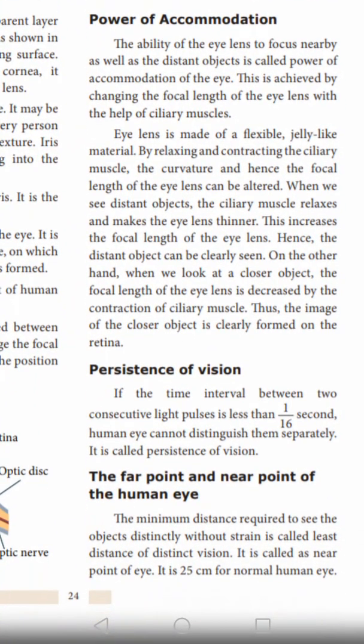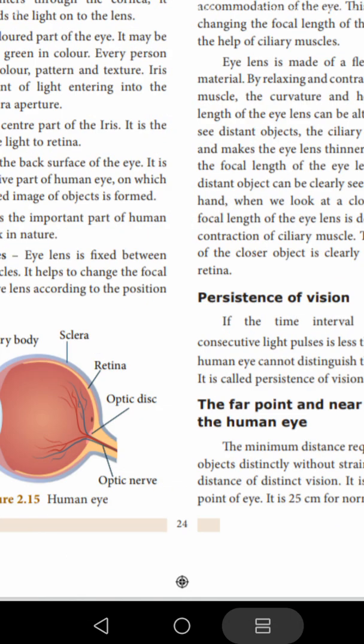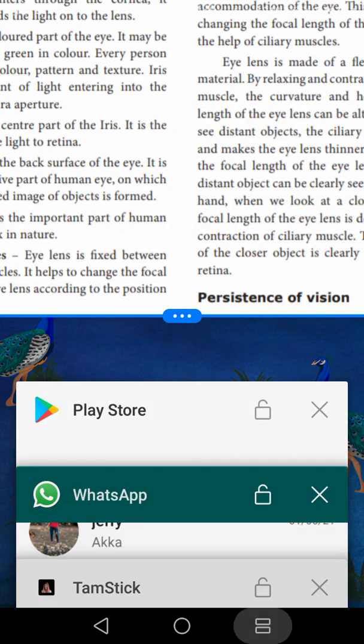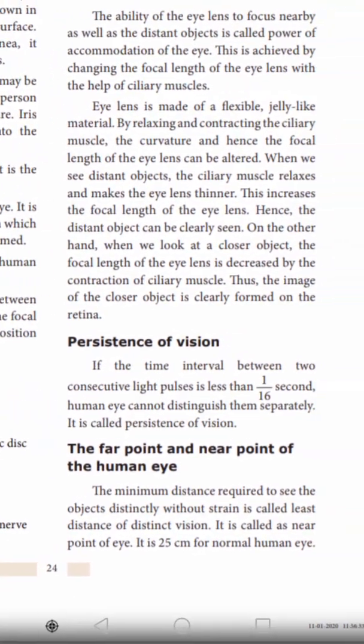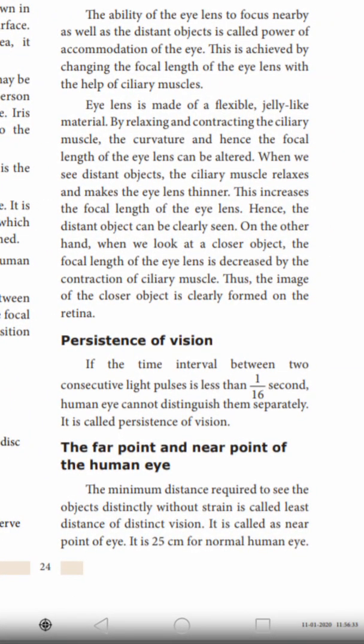Next, the far point and near point of the human eye. The minimum distance required to see objects distinctly without strain is called the near distance of distinct vision. It is called the near point of the eye. It is 25 centimeters for a normal eye.